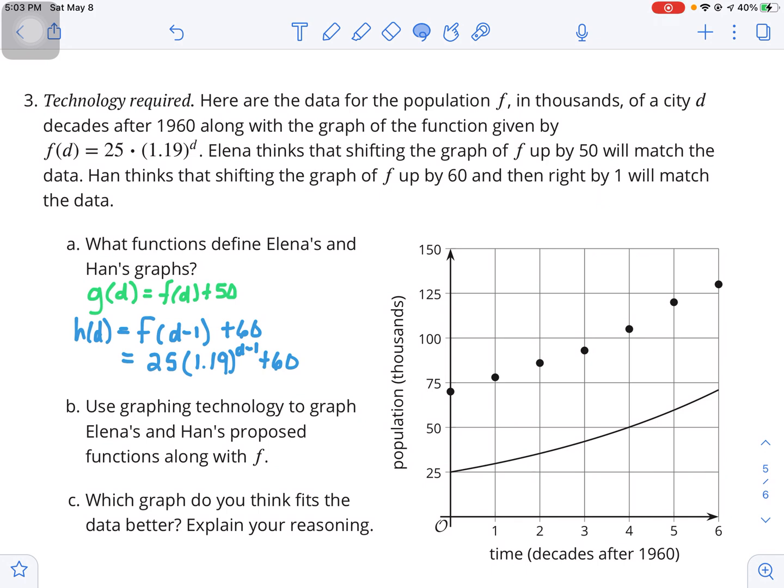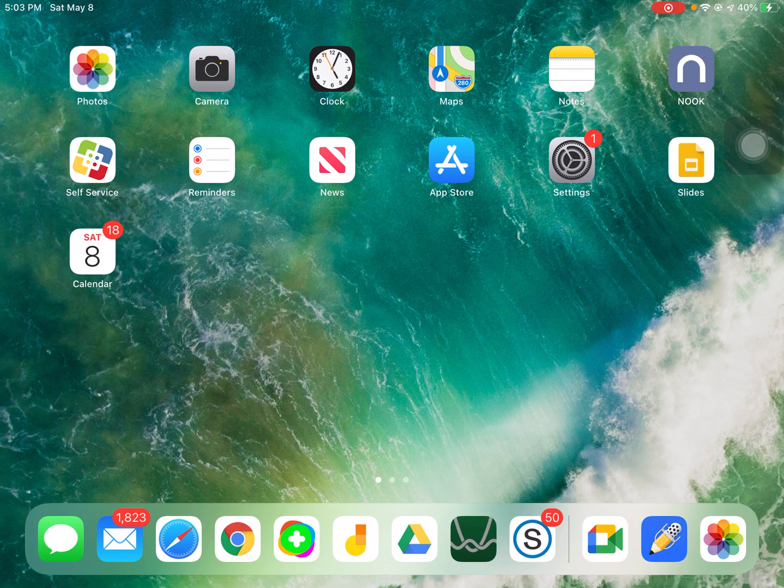Okay, so here are the data in thousands of a city, along with the graph of the function given by this one. So this is the graph of this function down here. So Elena thinks that shifting the graph of this up will match the data. So which one will match the data better? So the data looks like it starts at just about 75,000 and goes up to a little over 125,000. So which one works best there?